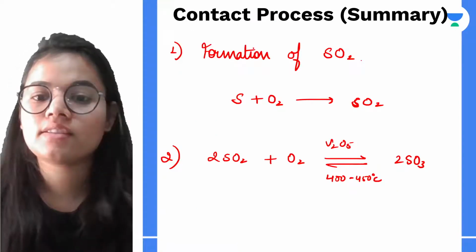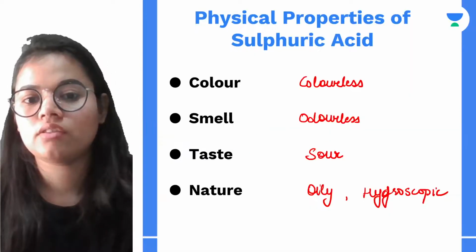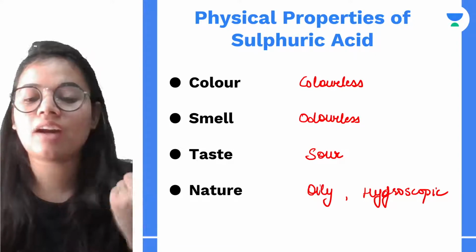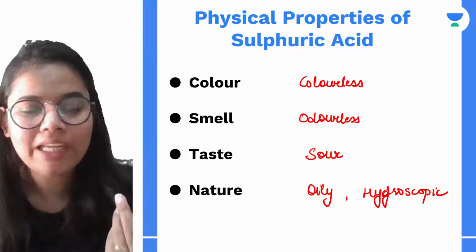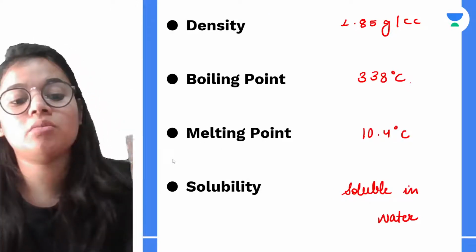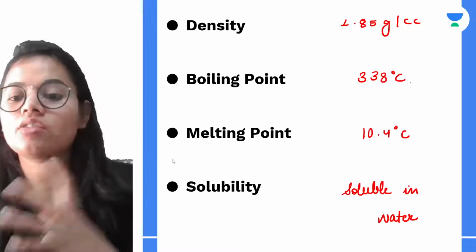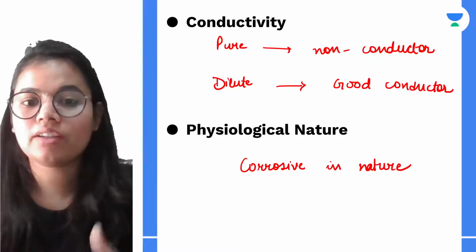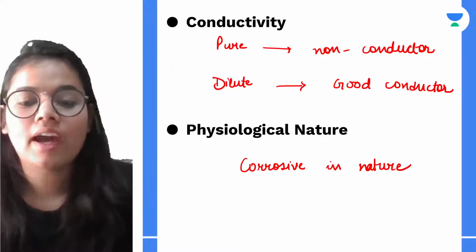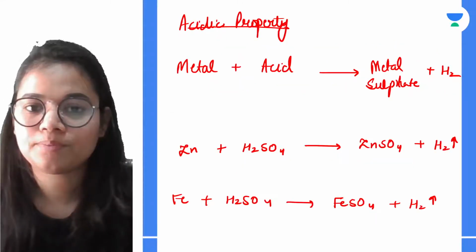Next is physical properties. It is a colorless, odorless acid. It has an oily, hygroscopic nature, that is why the bottle should always be covered. It's soluble in water. Talking about pure acid, it is a non-conductor. Dilute acid is a good conductor, and it is highly corrosive in nature.